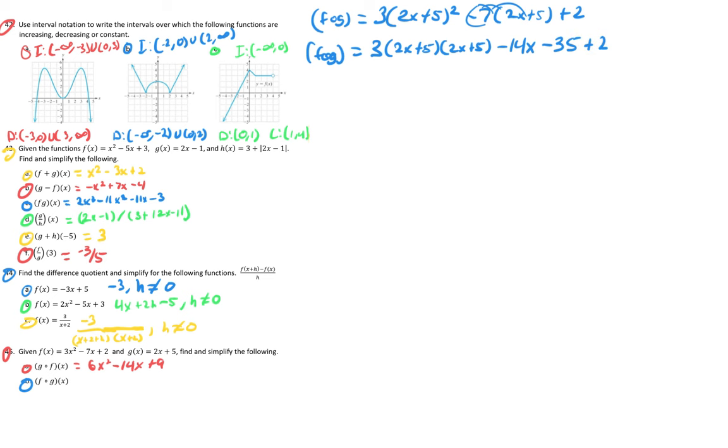All right. Now we can FOIL. So that'll give us 4x squared plus 10x plus 10x plus 25 minus 14x, and we can simplify just a little there. So we can combine those two terms into 20x, and then we can distribute the 3.